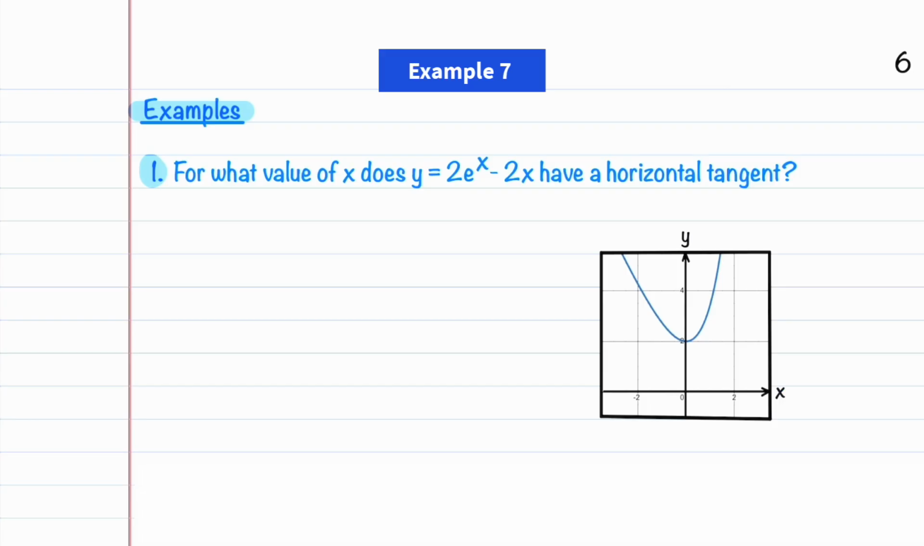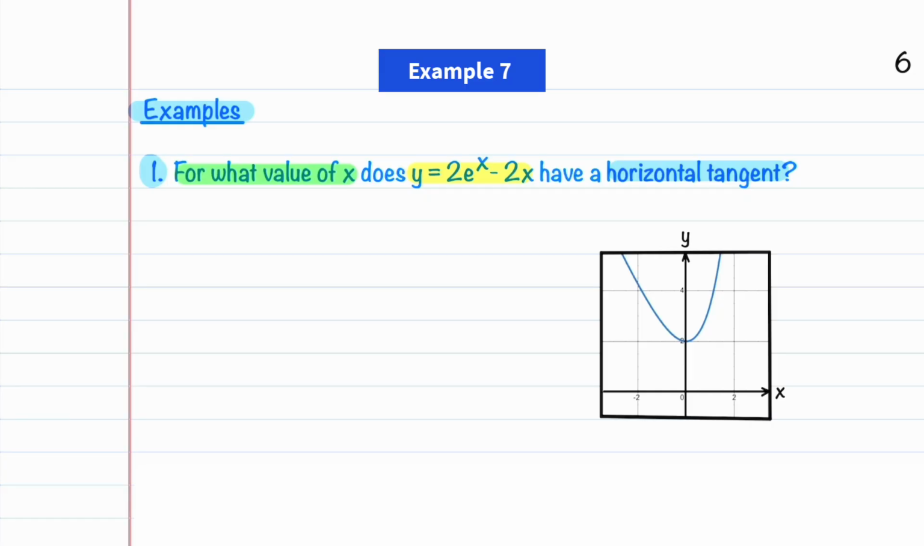In this example, we're asked for what value of x does y equal 2e to the x minus 2x have a horizontal tangent. I think the hardest part of this problem is trying to figure out what you actually need to calculate. So let's look at this again. For what value of x? So we need to find x where our function has a horizontal tangent.